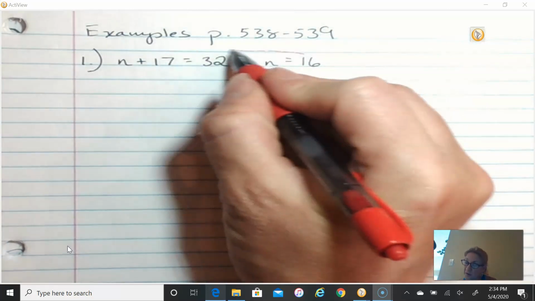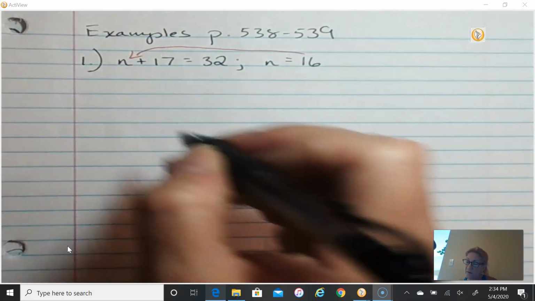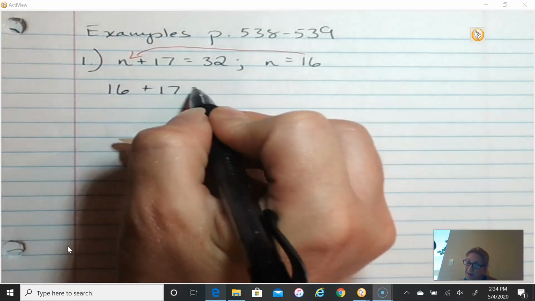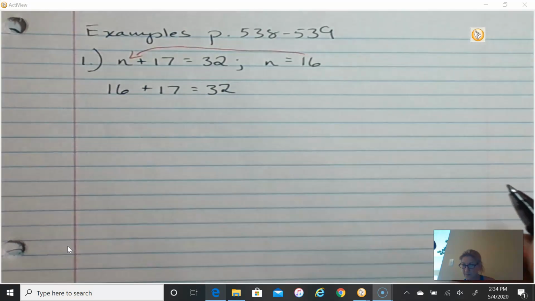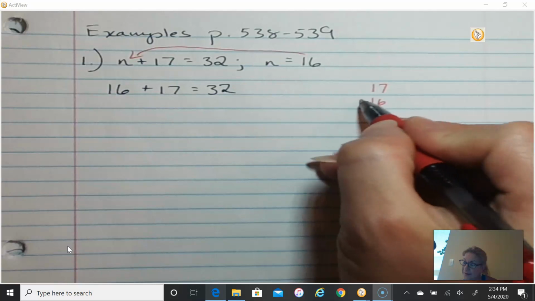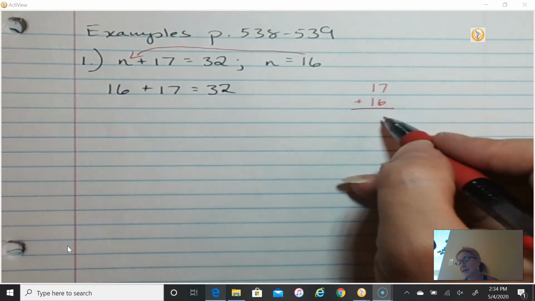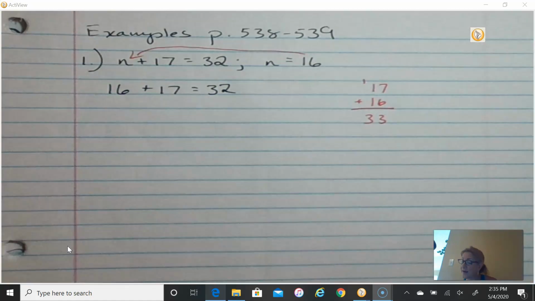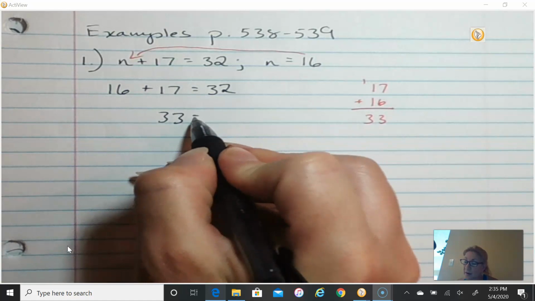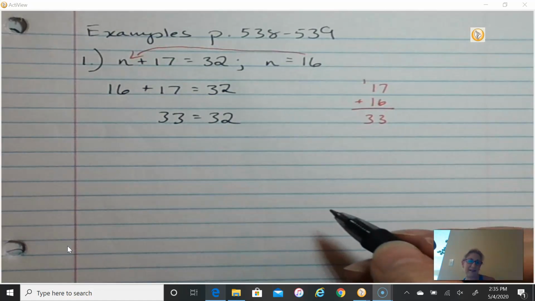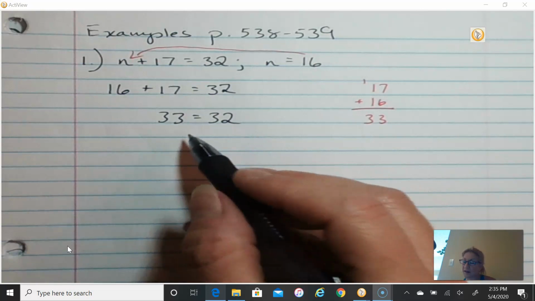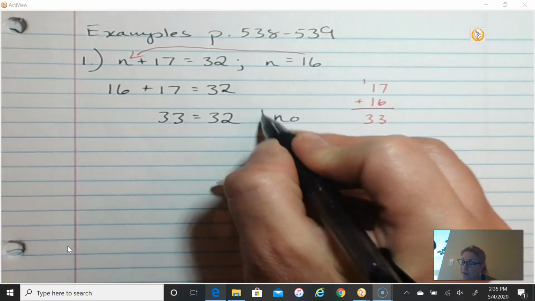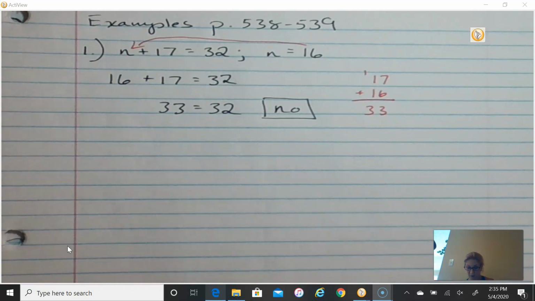We're going to substitute. So now we have 16 plus 17 equals 32. So over here, we're going to add 17 and 16. 7 and 6 is 13. 1, 2, and 3. Okay, so we have 33 equals 32. They do not equal, so that's not a solution. So the answer is no. That's all they want to know. Is it yes or no?